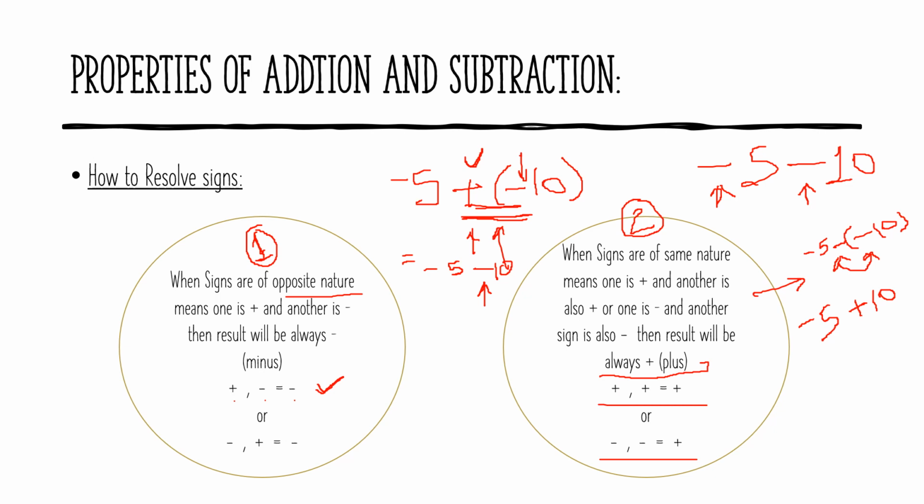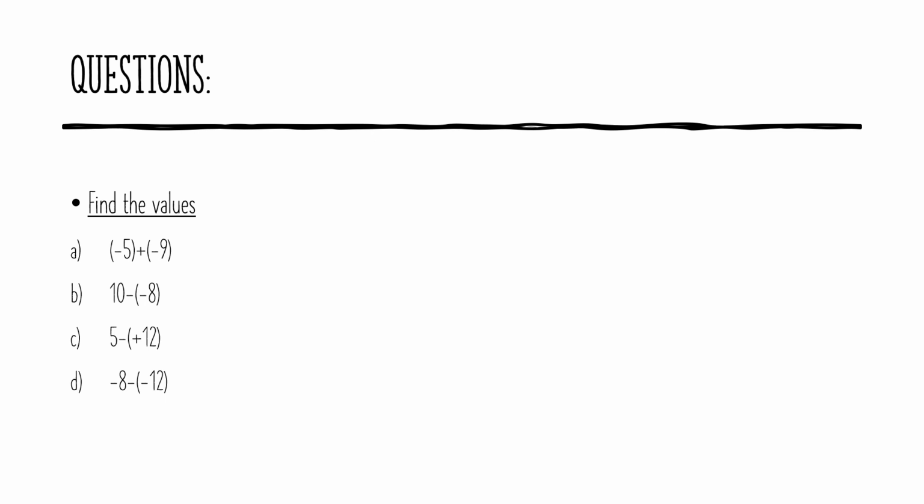Okay, so let's see some questions on this, and then we will understand how we can resolve. So here are a few questions. Now you see the first question here. Here, if you see two signs, these two signs plus and minus are together. So plus and minus, we know that they are of opposite nature, so it will be minus. So we can write it like this: minus 5, minus 9. And now we can solve this.